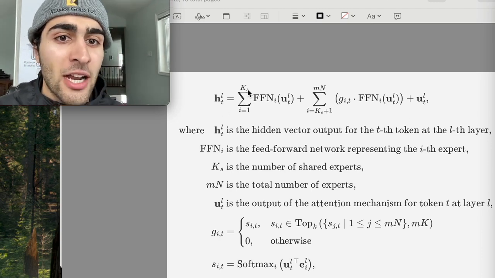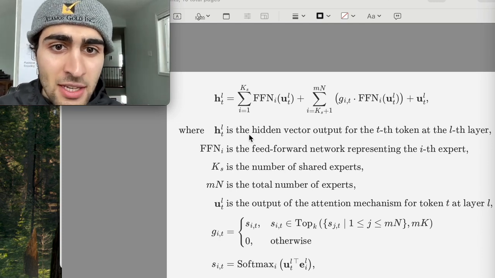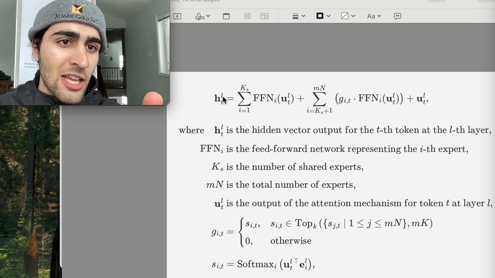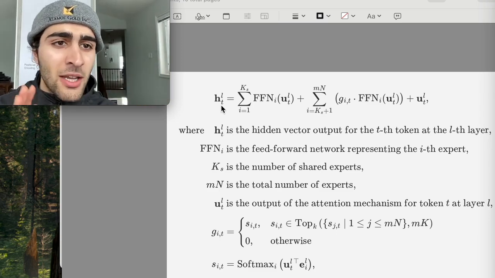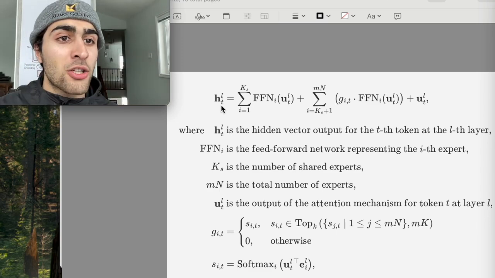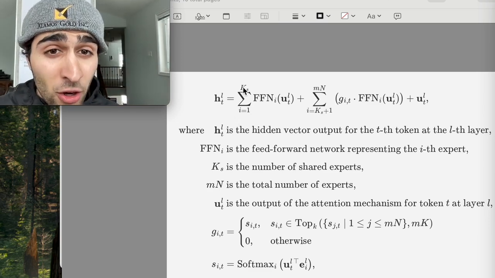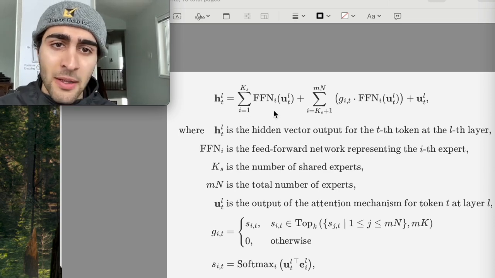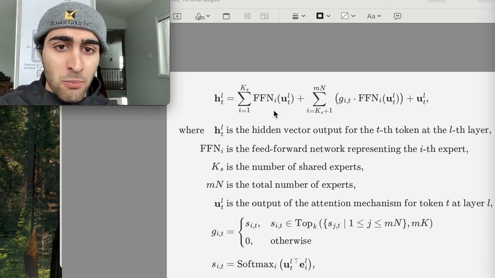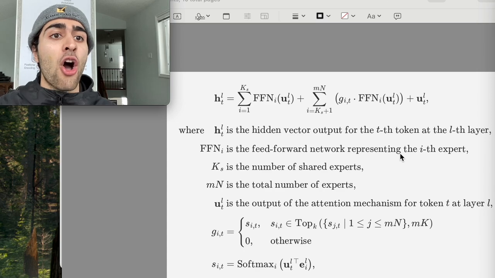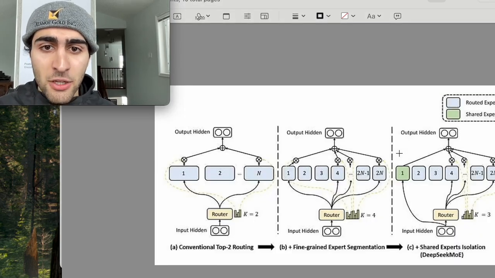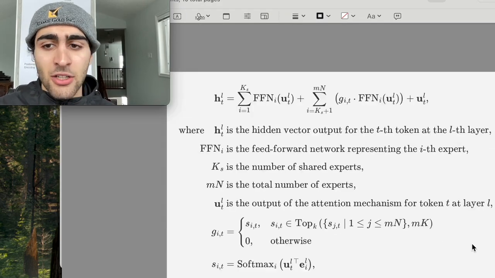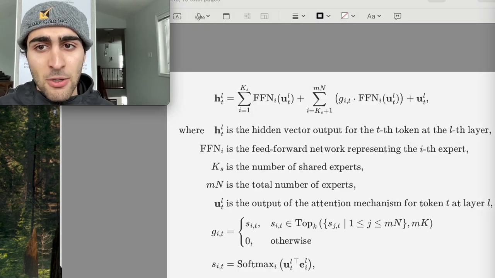These are all the shared experts. So you can see here, first of all, this is the output hidden vector from the T token at the L-th layer. So honestly, just ignore these indices. I don't really pay attention to them because we just want the large picture. So we sum up over all of the S experts, and we pass it through the feed-forward network. This is just standard protocol because the shared experts always are activated. If you remember here, we don't have a router for the shared experts because the router doesn't have the right to say no. The shared experts always get their way.